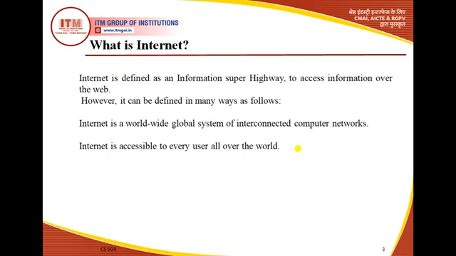Also, we know that the internet is accessible to every user all over the world, whether the user is sitting in the USA, in the UK or in India. The internet is within the reach of each and every person in the whole world. Every user has accessibility rights and can use the internet, sitting in any part of the country. So this is a basic definition of the internet.